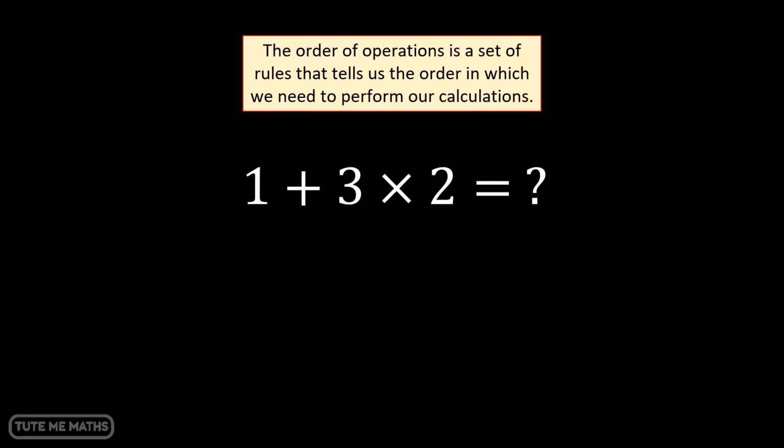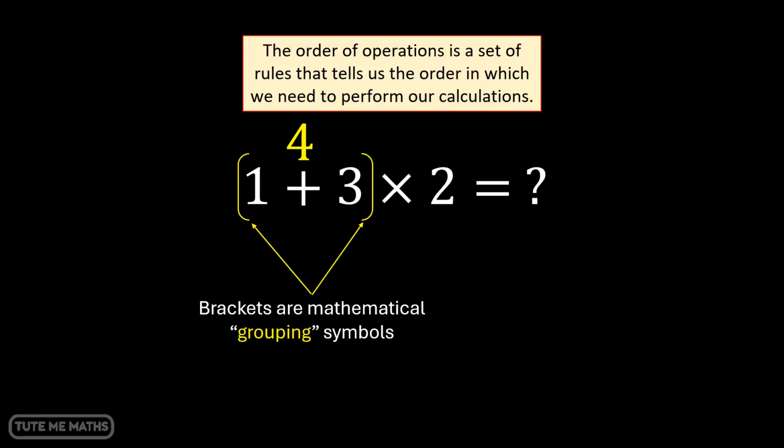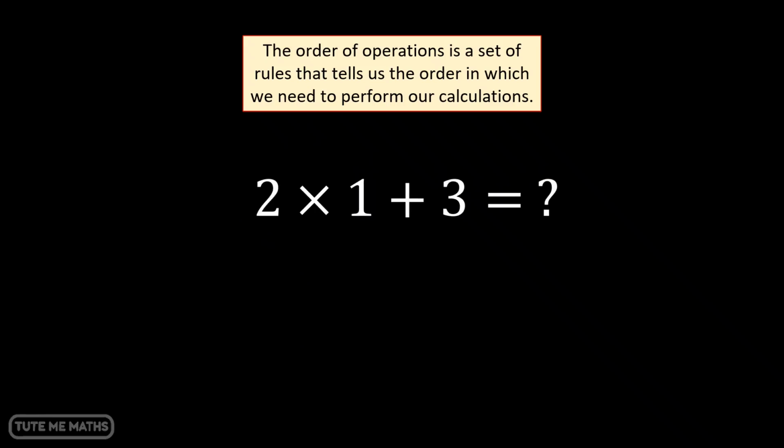So how do I make this clear in written form using mathematical notation? Simple. I use mathematical grouping symbols to show that 1 plus 3 needs to be treated as one item and thus needs to be calculated before applying any further processes. Rearranging our calculation like this, what is the correct answer now? Reading it out loud with the correct order implied, I would say 2 lots of 1 plus 3, giving the correct answer of 5. Again, using lots of, combined with the appropriate pause, makes the intended calculation clearer.